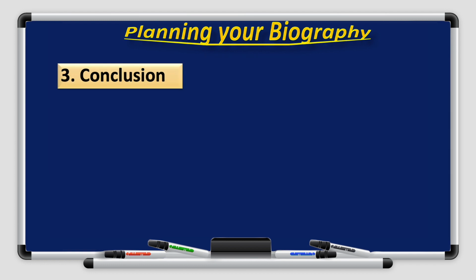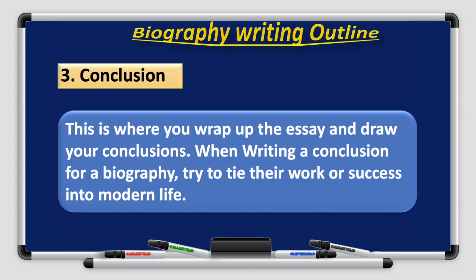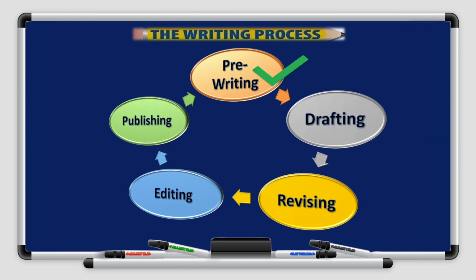And you will end with your conclusion, which is where you will wrap up the essay and draw your conclusions. When writing a conclusion for a biography, try to tie the work of the person or their success into modern life. So think of questions like, what was a major accomplishment? Who did they have a major influence on? How is this person going to be remembered by the people? And by this, we will be done with the pre-writing stage, moving on to drafting.